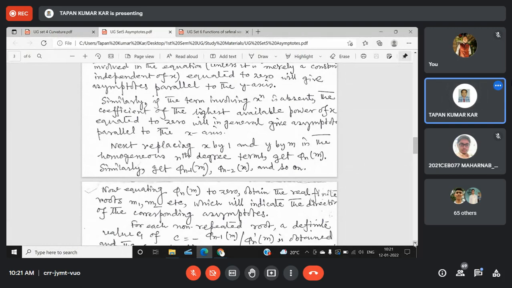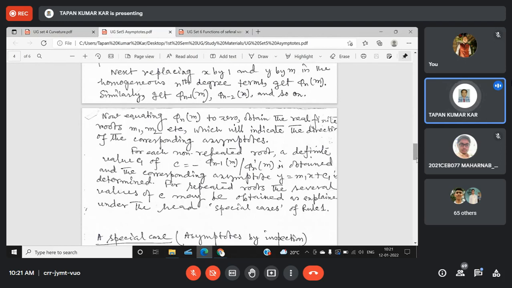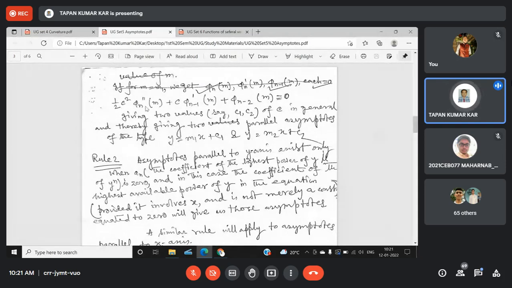For those roots, c will be minus phi n minus 1 of m by phi n dash of m. And again, if there is any repeated root, that is, there are parallel asymptotes, then you have to use the formula half c square phi n double dash m, c phi n minus 1 dash m plus phi n minus 2 m equal to 0, that is discussed here.